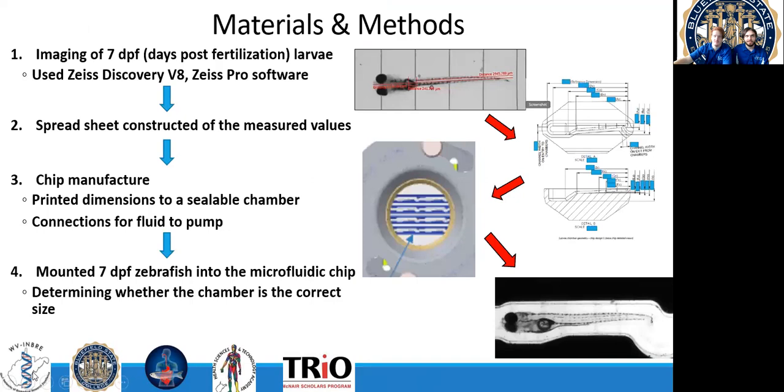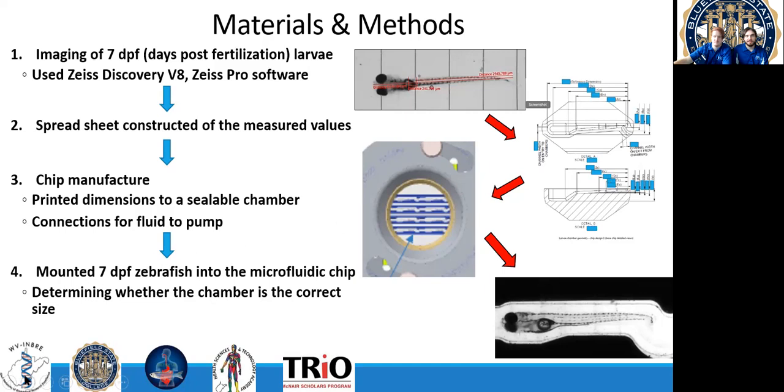Because our previous prototype was too large, we imaged 10 7DPF larvae using a Zeiss Discovery V8 microscope and the Zeiss Pro software. After imaging, labeling, and measuring of the larvae was conducted, all measurements were recorded and averages were calculated for the 7DPF larvae. Each blue box represents a separately measured dimension.